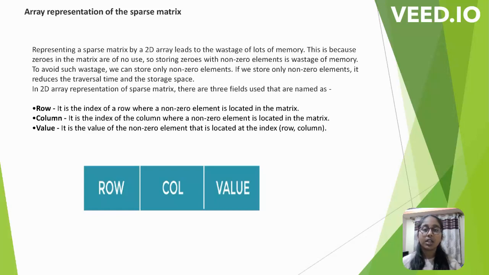In the 2D array representation of a sparse matrix, there are three fields used: rows, columns, and values. Row: it is the index of the row where the non-zero element is located in the matrix. Column: it is the index of the column where the non-zero element is located in the matrix. Value: it is the value of the non-zero element that is located at the given row and column index.